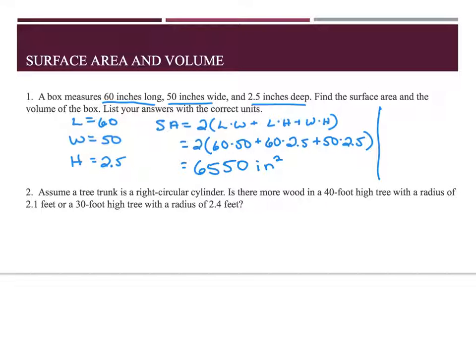Volume is how much it would take to fill up the box. It kind of makes up for the surface area formula because it's nice and short. The fact that those three letters are bumped up against each other just means times. So if I know my three numbers, I just multiply them together. 50 times 60 times 2.5. Multiply them together, that gives me 7,500. And this is inches times inches times inches, which makes inches to the third power, or cubic inches.